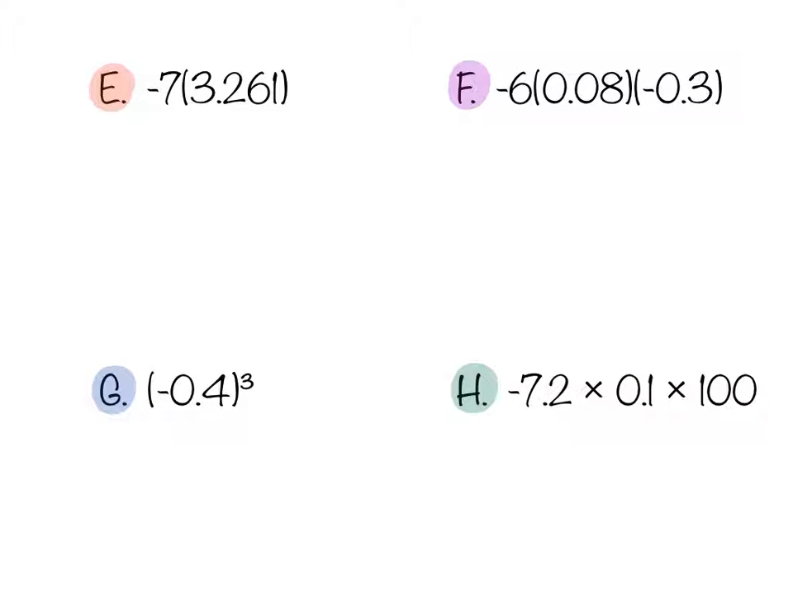All right, in the next problem, we've got 3.261 as our longer number. We're going to put it on top, and we're going to write 7 down here on the bottom. You'll notice that one of the numbers is negative, so we know the answer is negative.